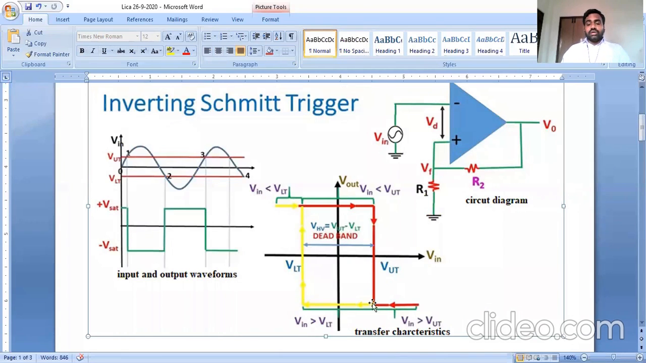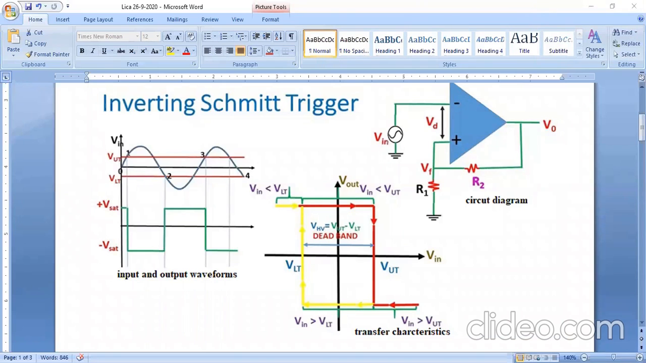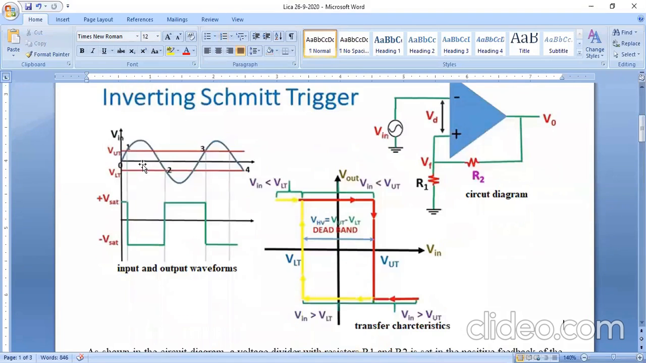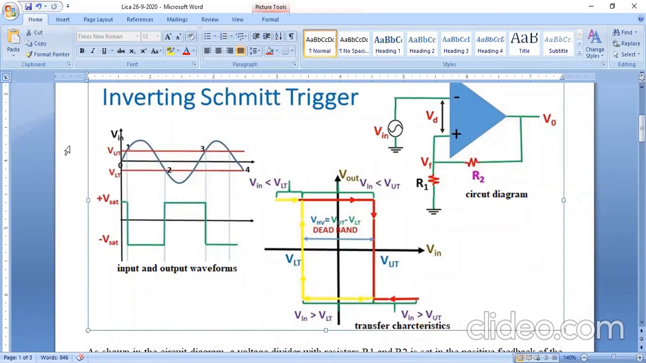These are the transfer characteristics of the inverting Schmitt trigger. We analyzed the input output waveforms by plotting the variation of input voltage with respect to time. If the input voltage varies from positive maximum to negative maximum, the output waveform varies accordingly. At the initial condition, the input voltage is 0 here.